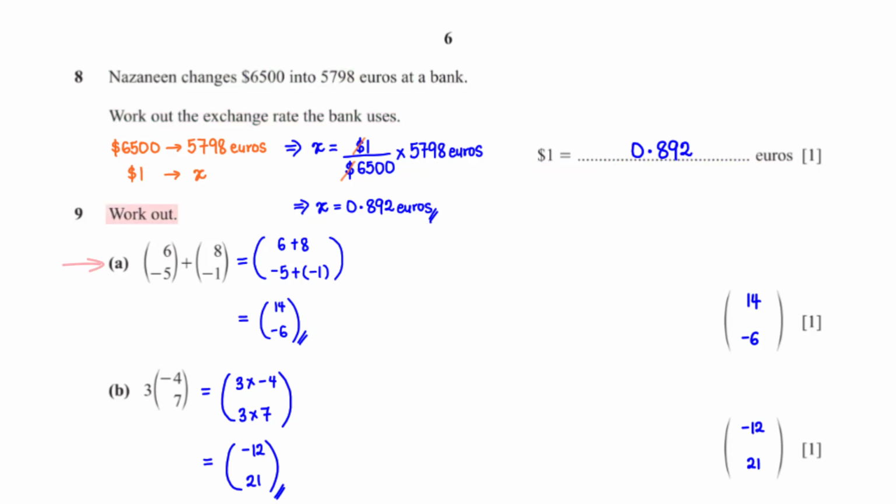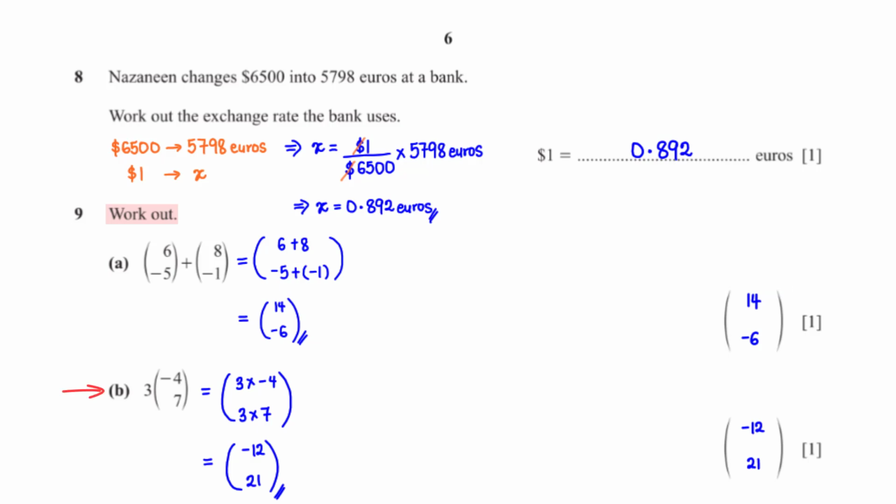Work out 6, negative 5 plus 8, negative 1. To get the resulting vector, we add corresponding elements in both vectors. So 6 plus 8 is 14 and negative 5 plus negative 1 is negative 6. So we have 14, negative 6.